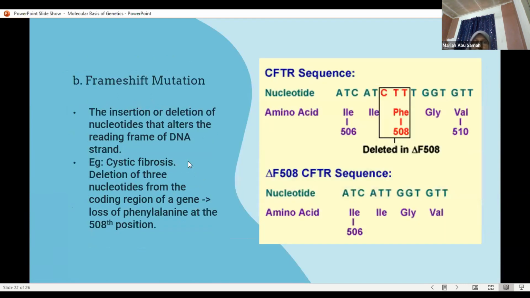Next is frameshift mutation. Frameshift mutation is the insertion or deletion of nucleotides that alters the reading frame of DNA. For example, here is cystic fibrosis. There is deletion of three nucleotides from the coding region of a gene. So this will cause loss of phenylalanine at the 508 position.